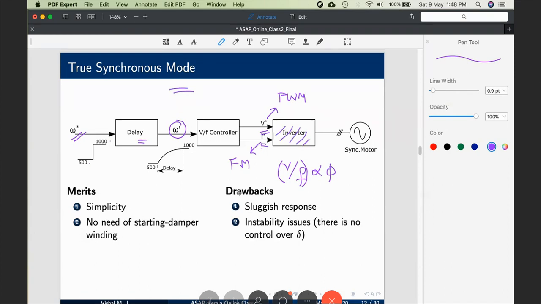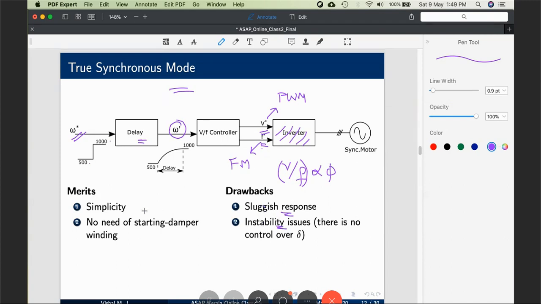Okay, let's see the drawbacks first. The response is sluggish. I wanted to change the speed to 1000 immediately, whereas it is taking several seconds to do that. Why are we introducing a delay? To overcome the instability issues. So, either you have to live with sluggish response to avoid instability, or you welcome instability to improve the speed of response. Together this will not work.